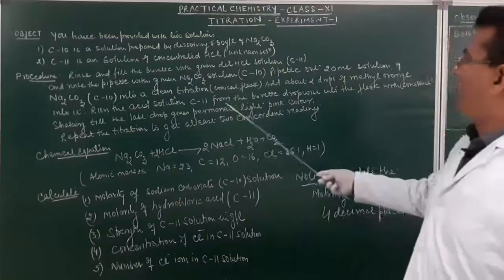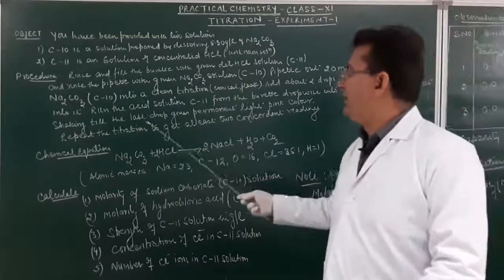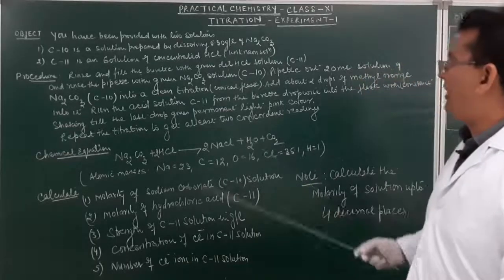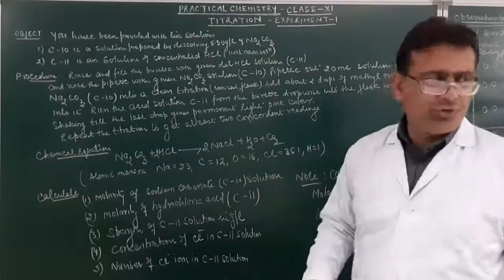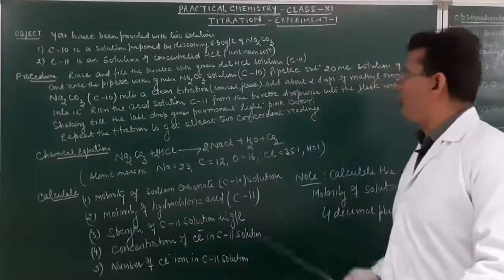So run the acid solution from the burette dropwise into the conical flask with constant shaking till the last drop gives a permanent light pink color. Repeat the titration to get at least 2 concordant readings. So we will be repeating the titration to get at least 2 concordant readings.